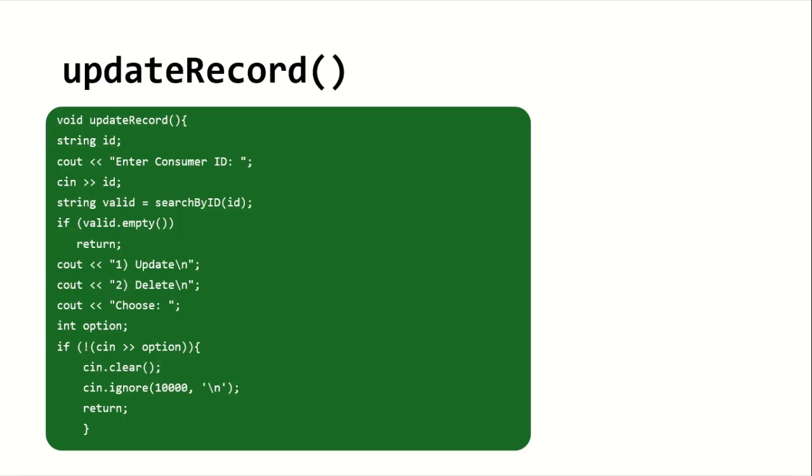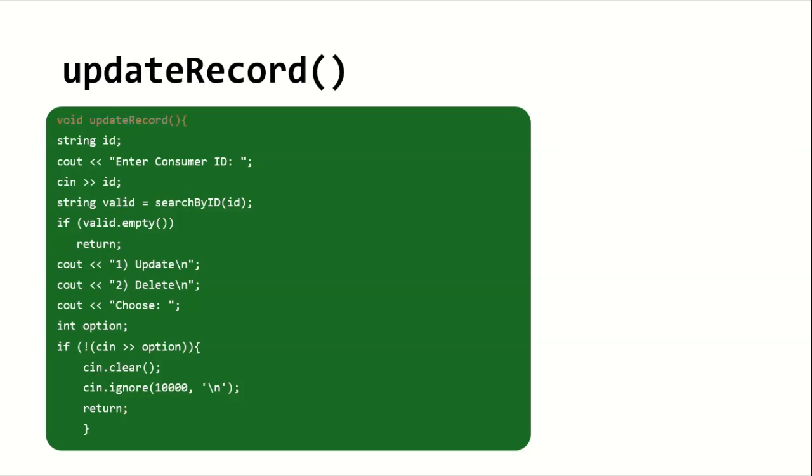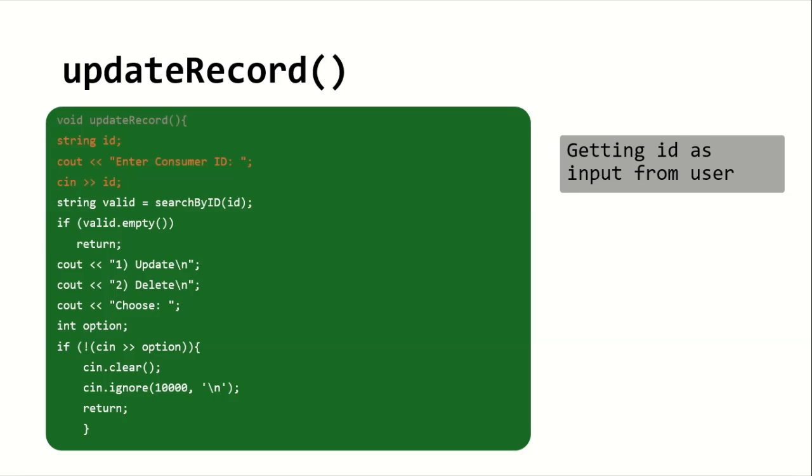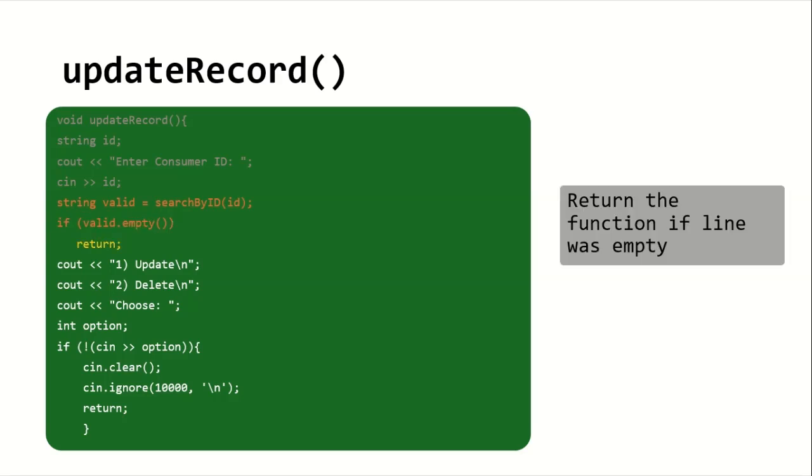Then another function is the update record function. The update record function does not return anything, and it uses a string ID. First of all, we are going to take an ID that we want to update. Then we check whether the string ID is valid by searching by the ID. If the ID was found, it is valid. If the ID was not found, it is invalid. If the result was empty, we are going to return. We are not going to do anything. We are going back to the menu.